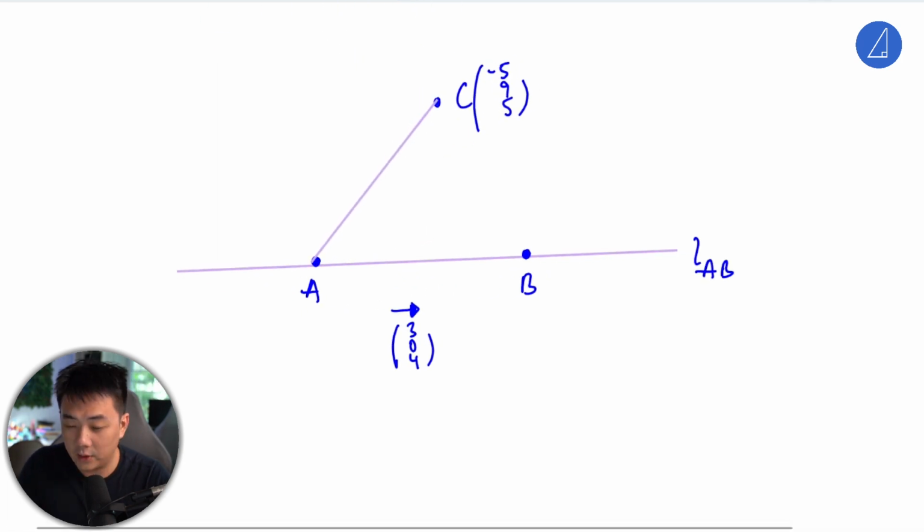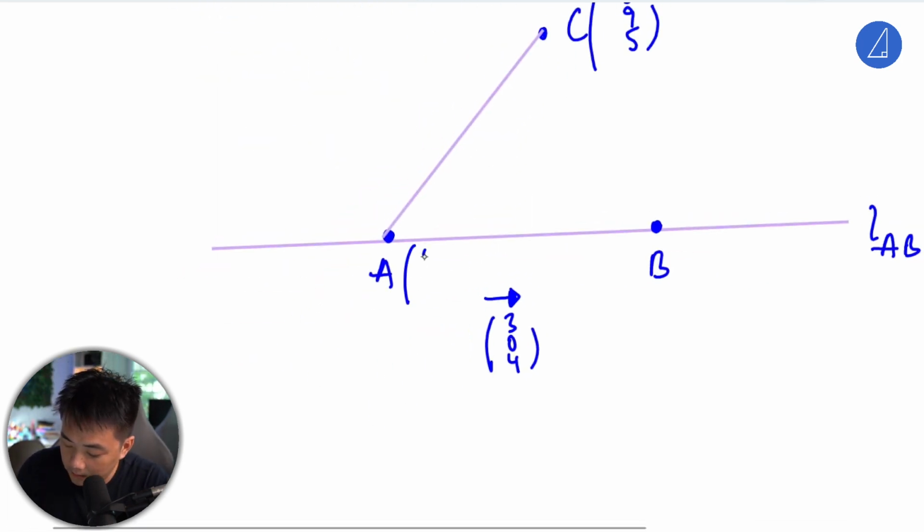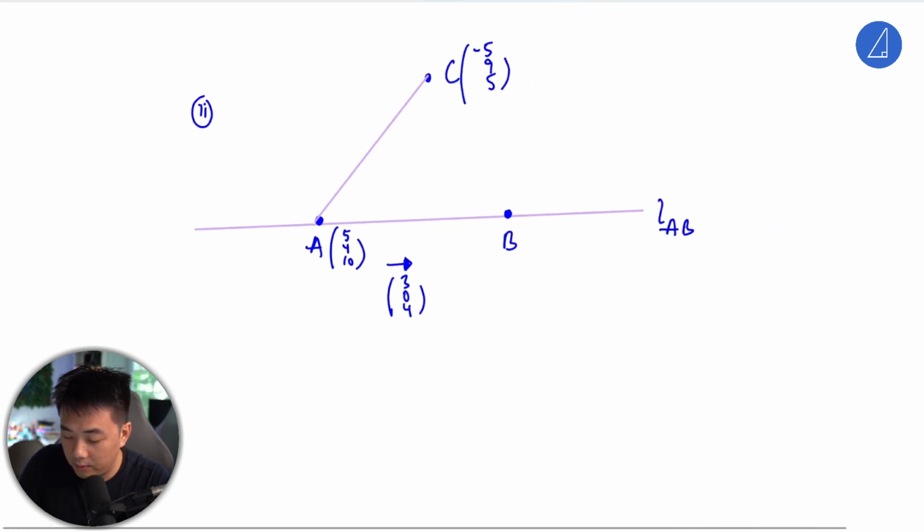So we need the length of projection. A will be (5, 4, 10). The length of projection means we need this value here. Essentially we just project AC onto the line. We have AC, and then a direction vector parallel to AB, which is over here. I'm not sure whether it's pointing in the same direction, but it doesn't matter, because we want to find the length of projection. We have the angle between these two vectors.